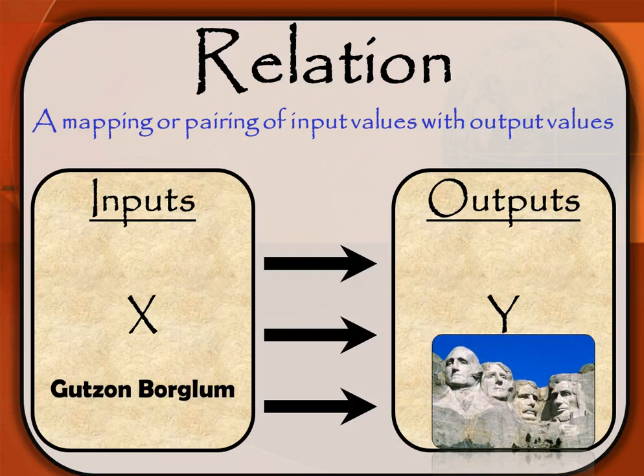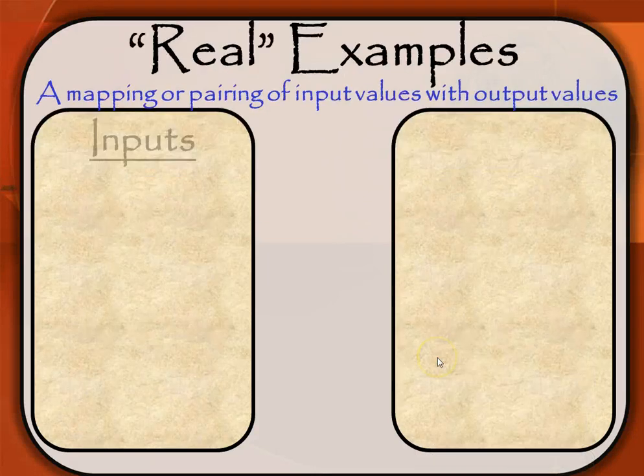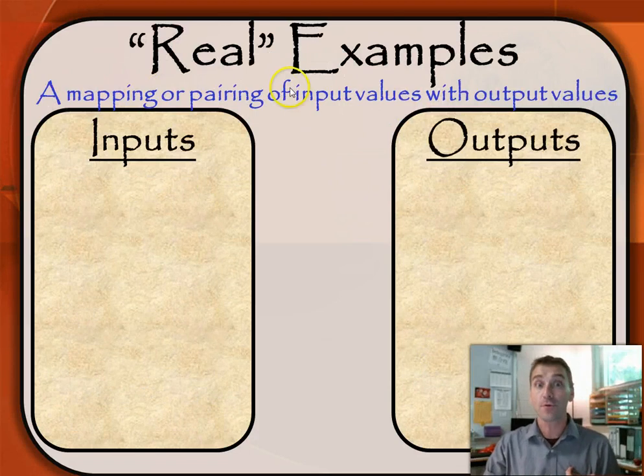So he took some input, which Gutzon wasn't the input, just an example. It was the actual mountain. It started as something. He did a lot of work, no doubt, and it outputted an unbelievable masterpiece that is now one of the seven wonders of the world. It's unbelievably cool. Regardless, that's a simple example. Let me pull it back to some examples that we know too, real examples.